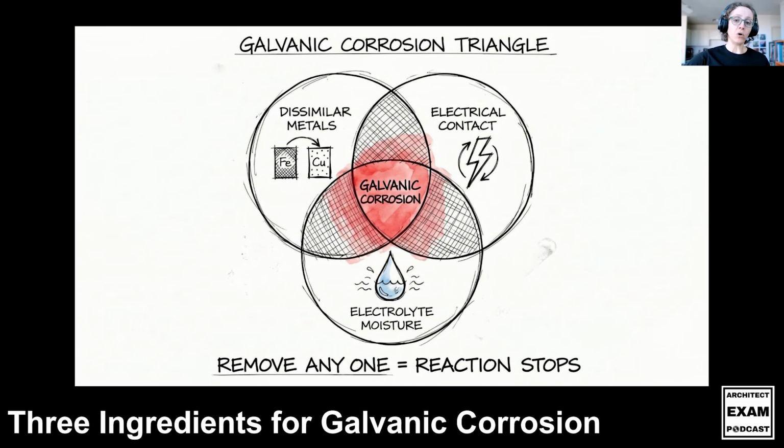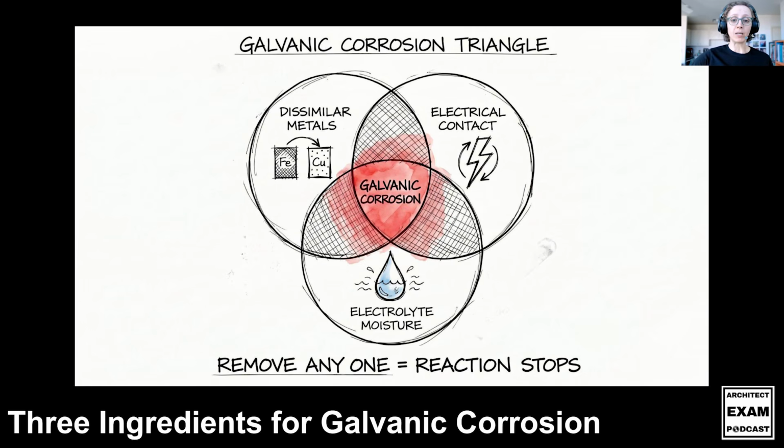Now, a quick side note on environment. Salt air acts like a super electrolyte. Coastal and marine projects accelerate the whole galvanic process dramatically. So if you're designing anywhere near the ocean, material compatibility becomes even more critical. The margin for error shrinks.